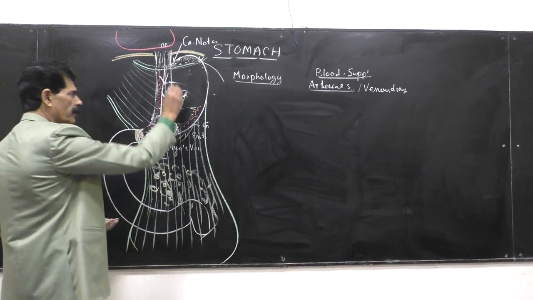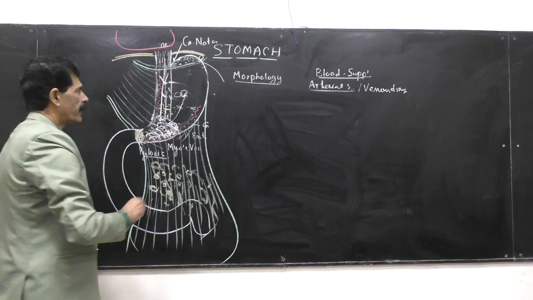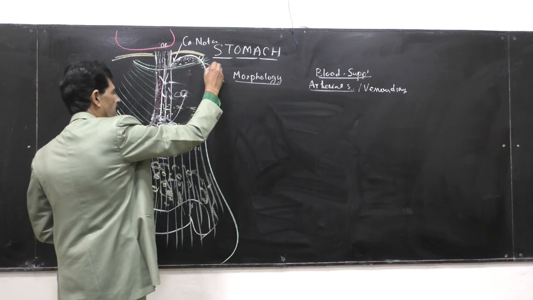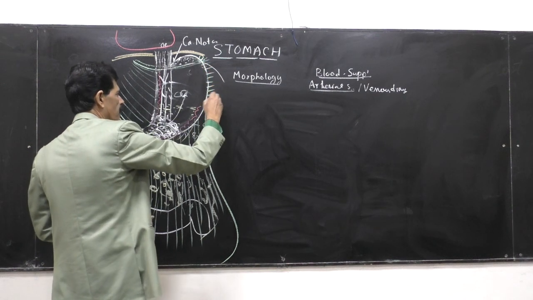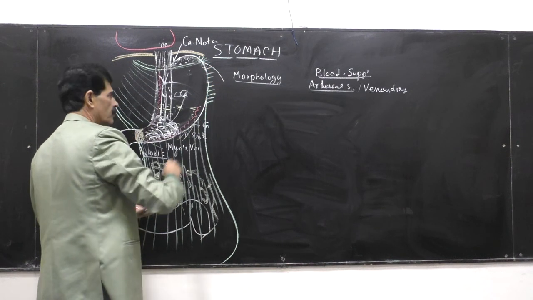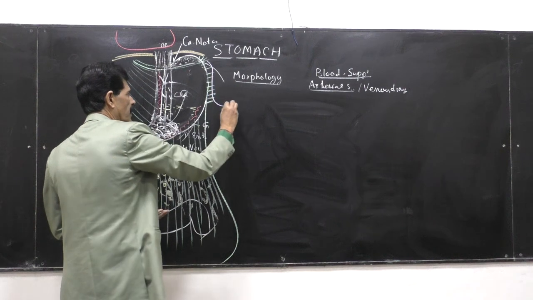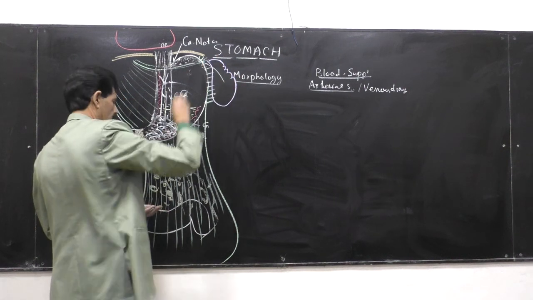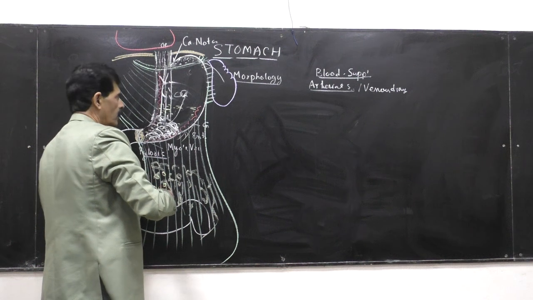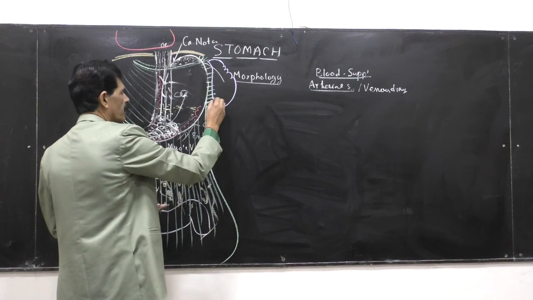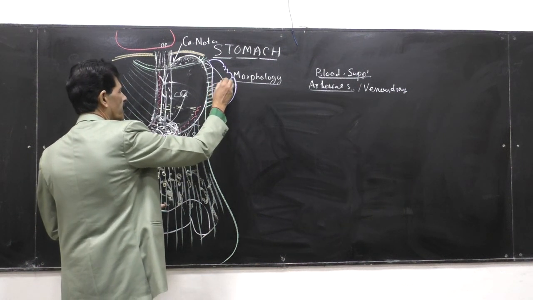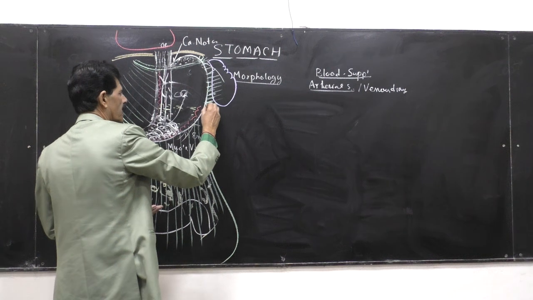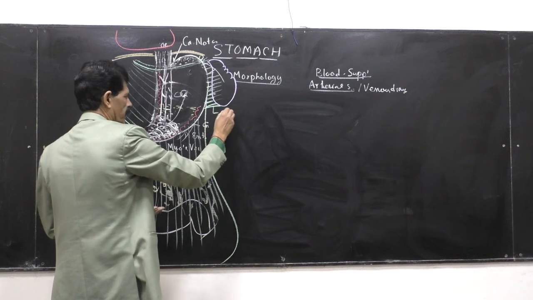So the greater omentum is attached to the greater curvature, and from the stomach these number 1 and number 2 layers go to the spleen also. As the spleen is related to the left hypochondrium, these 2 layers, number 1 and number 2, also cover the spleen and form the gastrosplenic ligament.